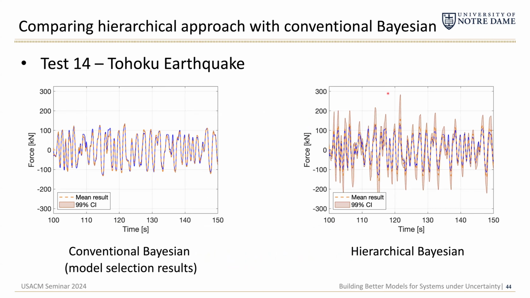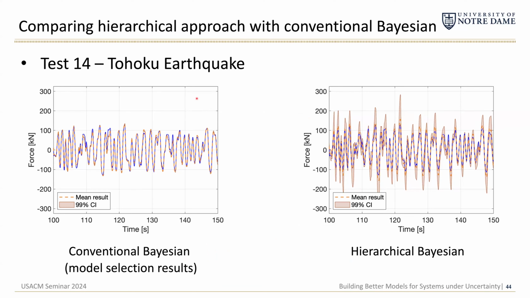So we can compare this hierarchical approach with a conventional Bayesian. And in this case, I'm showing results from test 14, where on the left-hand side you see a conventional Bayesian, and on the right-hand side you see the hierarchical. And the conventional, this is the model selection result we get from our previous model selection study, where we use only data from test 14. We use the full complement of data.